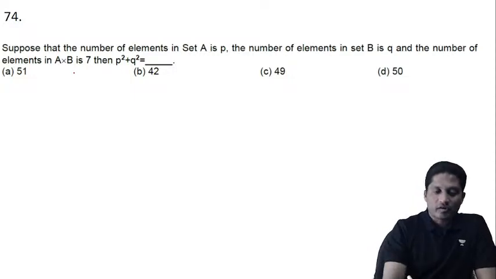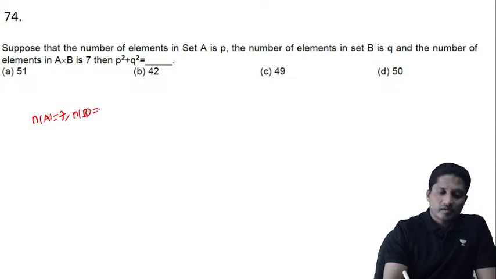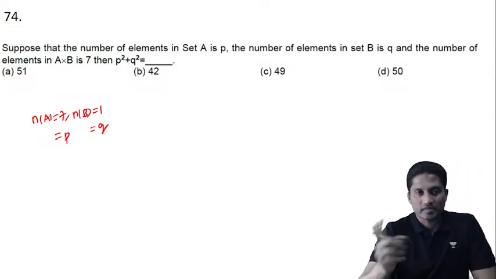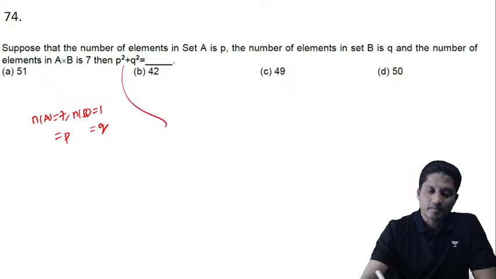Okay, now N of A cross B is 7, right? So this means that N of A is equal to 7 and N of B is equal to 1. Alright, so this is P, this is Q. Or it can be the other way. You can take N of A is equal to 1, N of B is equal to 7. P square plus Q square is 7 square plus 1 square, which is equal to 50. Last option D.